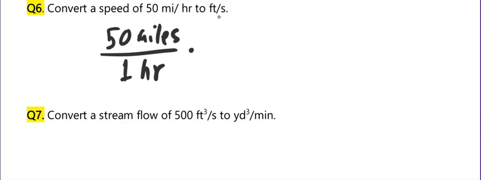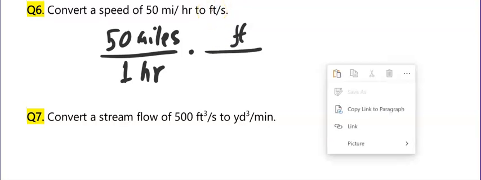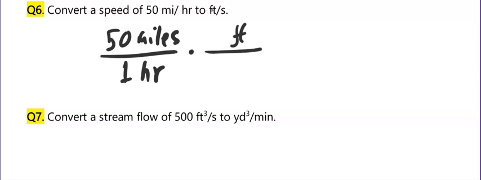Now, how many feet in how many miles, that's what you need to know, and it's going to be provided to you. Since I need to cancel miles, I need the feet on the top, because we want feet per hour. So I put the feet unit here and the miles unit here in the bottom. And again, 5280 feet equals 1 mile. So I change miles to feet.